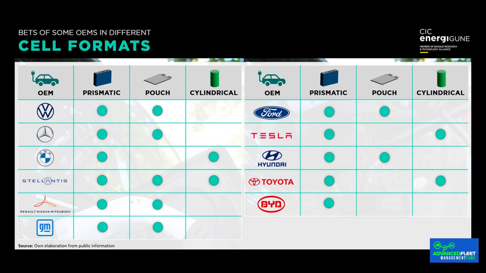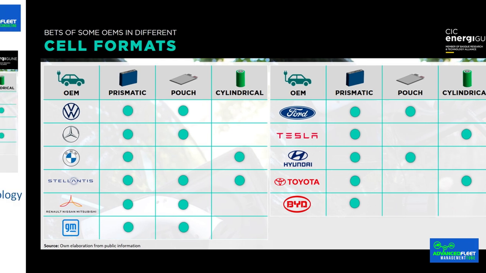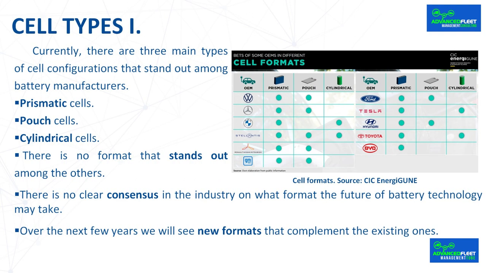In the count of cell manufacturing corporations, we also find SK Innovation or Farasis, which opt for the bag-type format, and supply companies such as Mercedes, Hyundai, Kia or Geely. CATL or Guoxuan do the same with the prismatic format. Panasonic, Tesla's main supplier, mainly manufactures cylindrical cells. Over the next few years, we will see new formats that complement the existing ones.